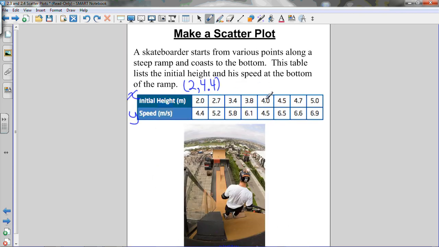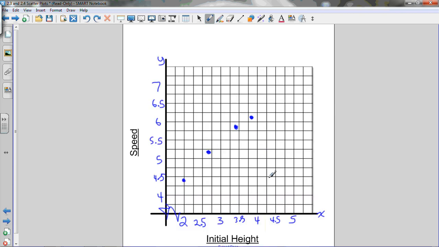At an initial height of 4.0, his speed was 4.5. So that piece of data looks different than the rest of this. As his height was increasing, his speed was increasing, except for this one. So that's a little strange.